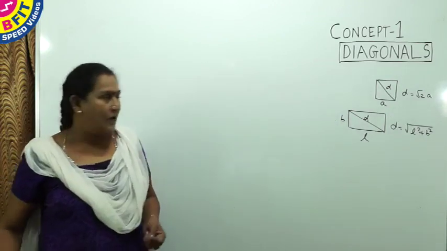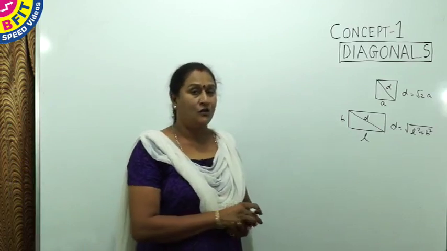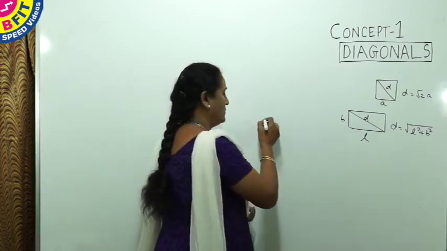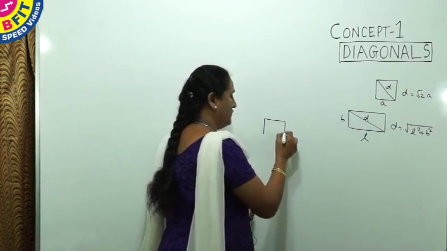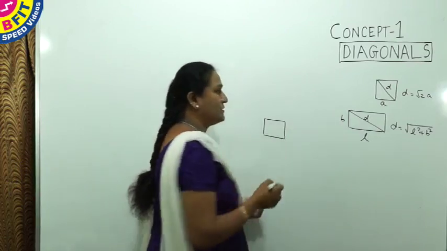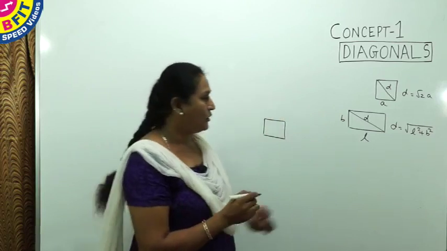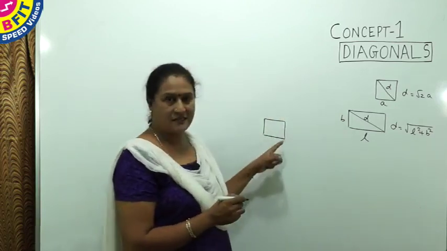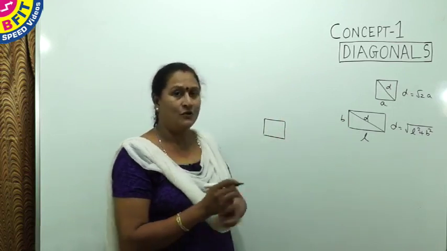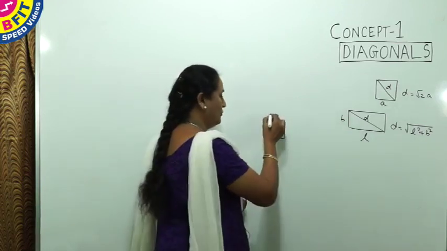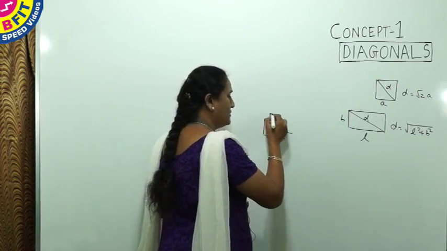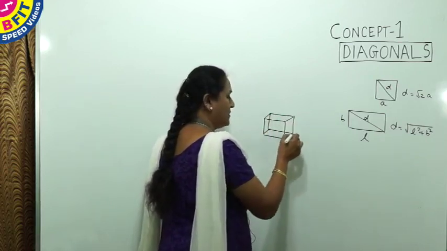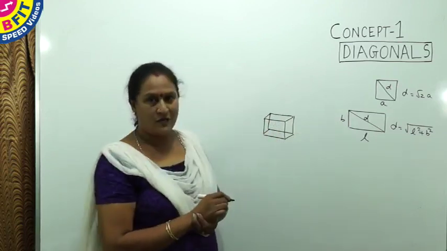Now we'll see how to calculate the diagonal of a cube. So what is a cube? A cube is one which has height. Square and rectangle are two-dimensional pictures. The cube has sides and height also. Now I'll draw a cube. The cube is a three-dimensional picture which is formed on a square.